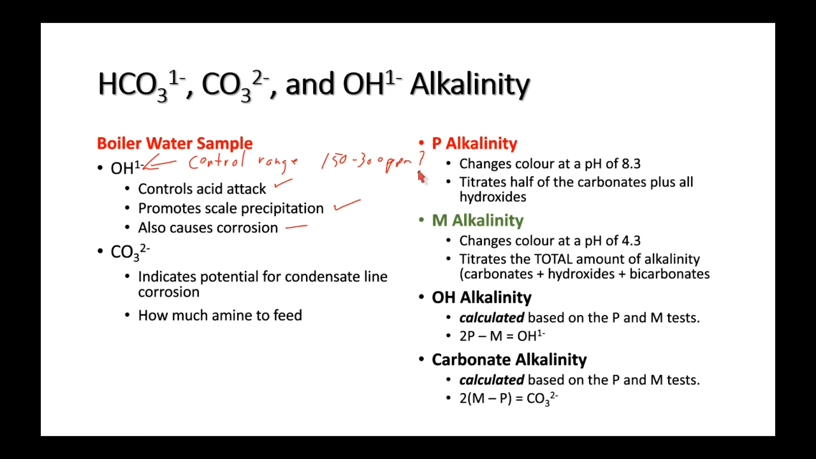Now, really it depends upon the plant and upon the water treatment rep, and our job then is just to maintain it within a particular range. So how do we know? We do it 2P minus M, and it gives us OH alkalinity. Now, we can also use it to determine carbonate alkalinity, and so then that's the potential for condensate line corrosion. And it'll tell us kind of how much amine to feed into the system. And those amines, neutralizing or filming amine.